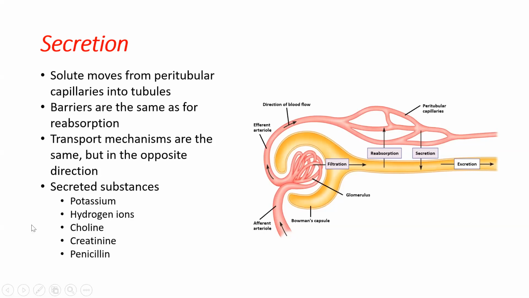In general, potassium is secreted. Hydrogen ions are secreted as a part of our acid-base balance. Choline is secreted, and choline is removed from the blood and back into the tubular structures. Creatinine is also secreted. I'll talk a little bit about creatinine clearance. And then things like penicillin and other drugs are secreted as a way to remove them from the body and to help detoxification of some of these drugs from the body. Okay.